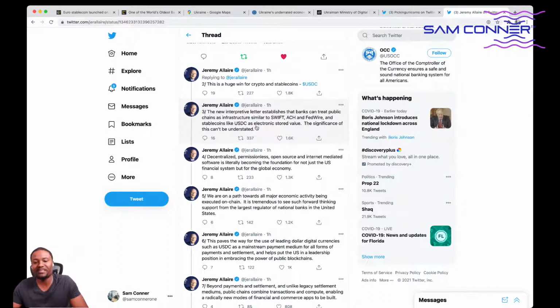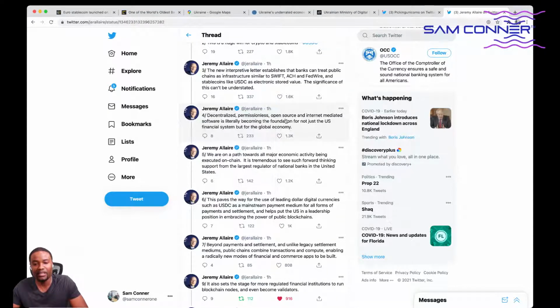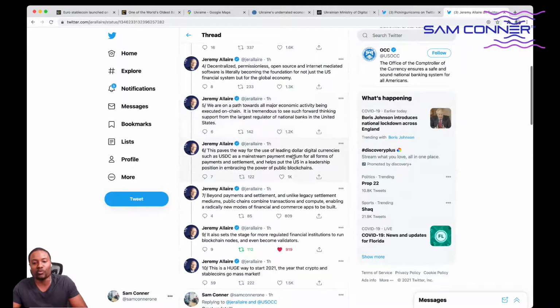The significance of this can't be understated. Decentralized, permissionless, open source, and internet mediated software is literally becoming the foundation for not just the U.S. financial system, but for the global economy. We are on path towards all major economic activity being executed on chain. It's tremendous to see such forward-thinking support from the largest regulator of national banks in the United States.